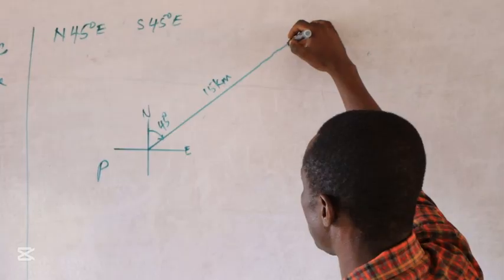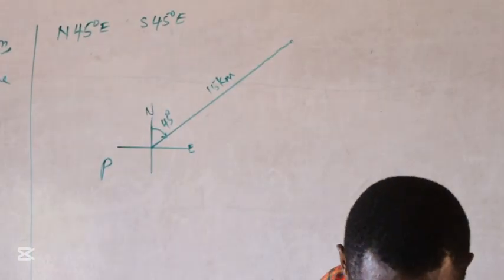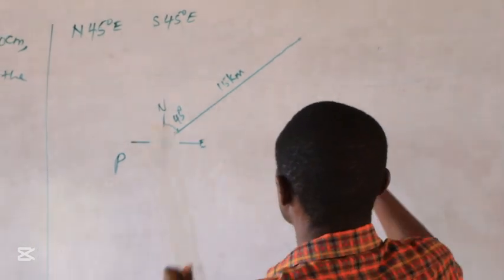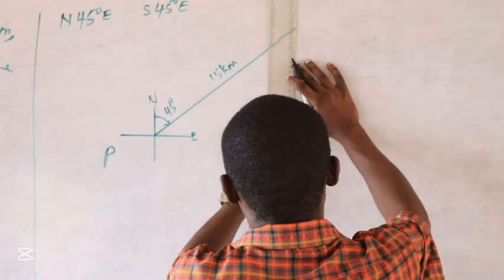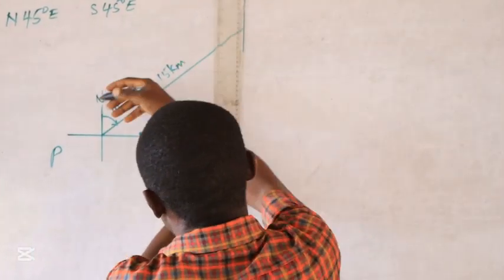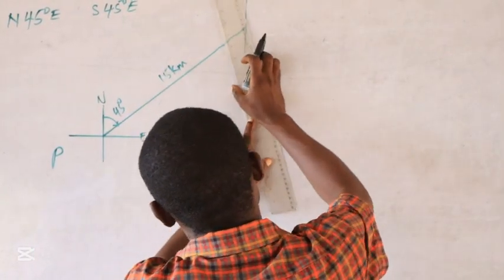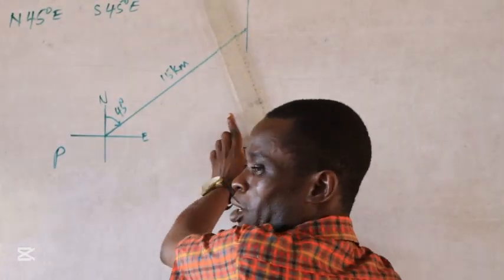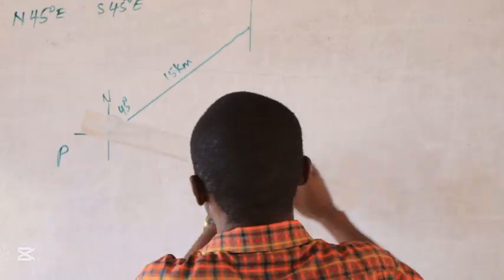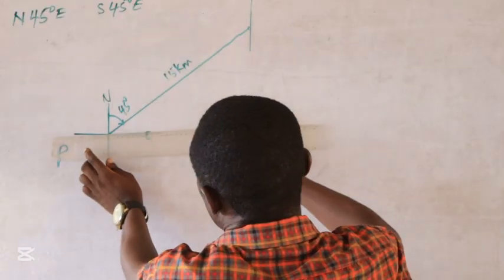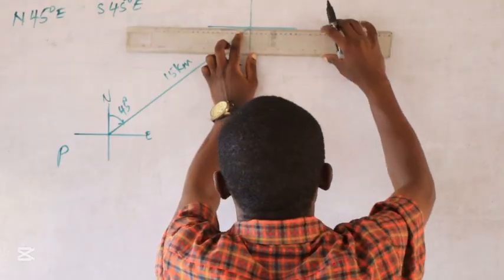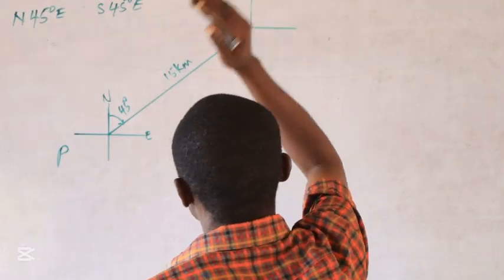When you get to Q, because the ship leaves port P on the bearing to point Q, you now draw another cardinal point here in such a way that it must be parallel to this one. Do not draw your cardinal point like this, it's wrong, because we always use alternate angles to get the angle. Likewise for this one too, it must be parallel to this one. So this is point Q.